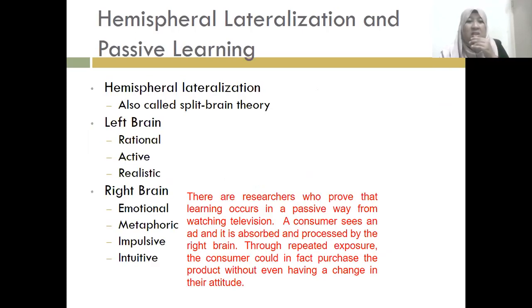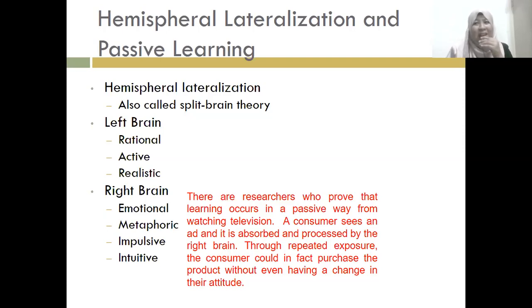Okay, so this is about hemispherical lateralization and passive learning. Hemispherical lateralization is something like split brain theory. We have left brain versus right brain. For those who write using the right hand, like me, we are thinking with the left brain. But if you tend to write with the left hand, you are right brain. Mostly left brain people are very rational, active, and also very realistic. Right brain people are very emotional, very metaphorical.